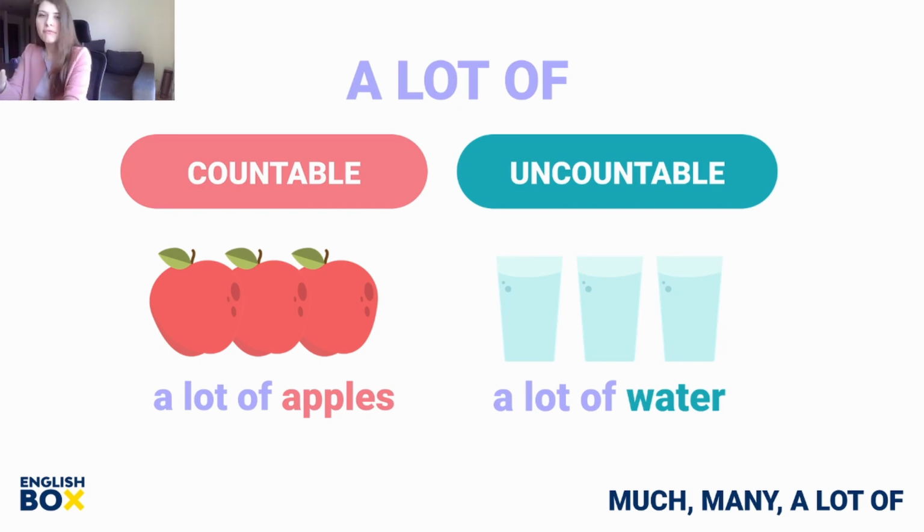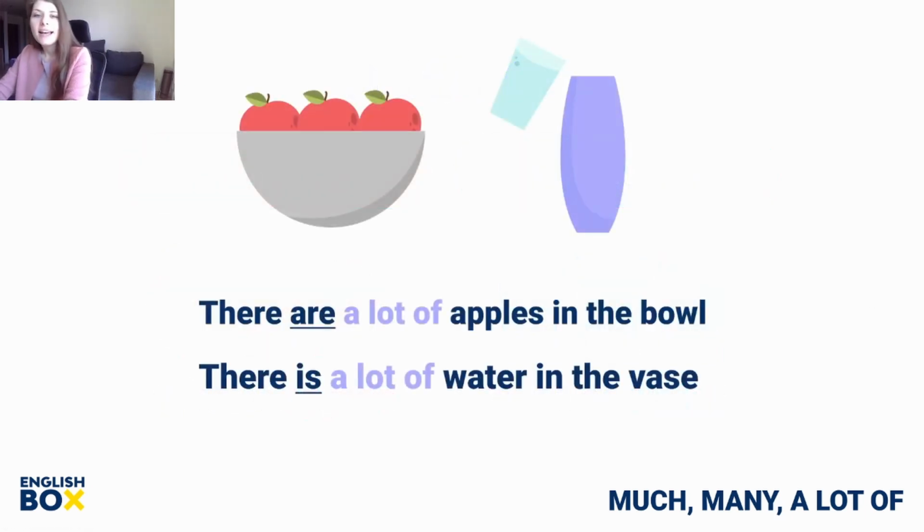Now, the question is, why do we need a lot of if there is much and many, right? Very good question. Why do we even need it? The reason is, unlike much and many, we use a lot of in positive sentences. In positive sentences. So we can say, there are a lot of apples in the bowl. There is a lot of water in the vase. So both of these sentences are positive, right? That's why we use a lot of.